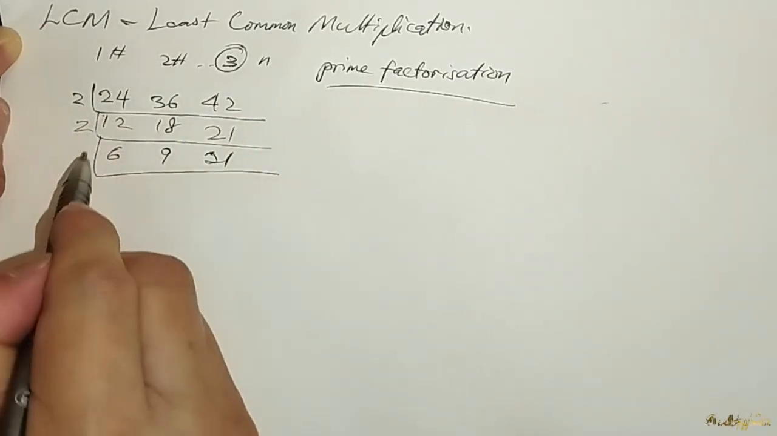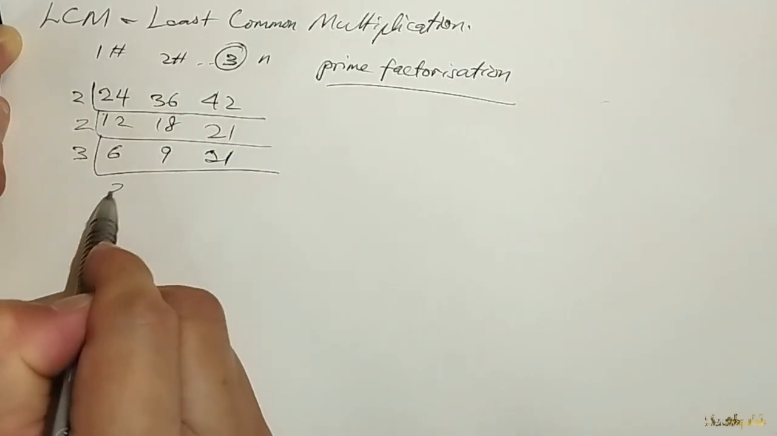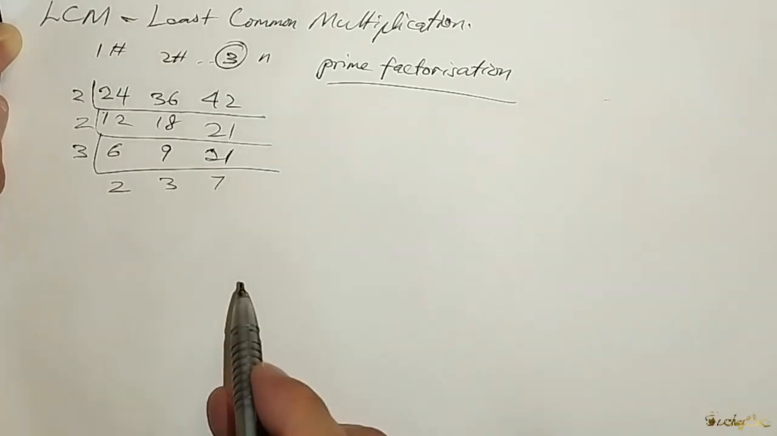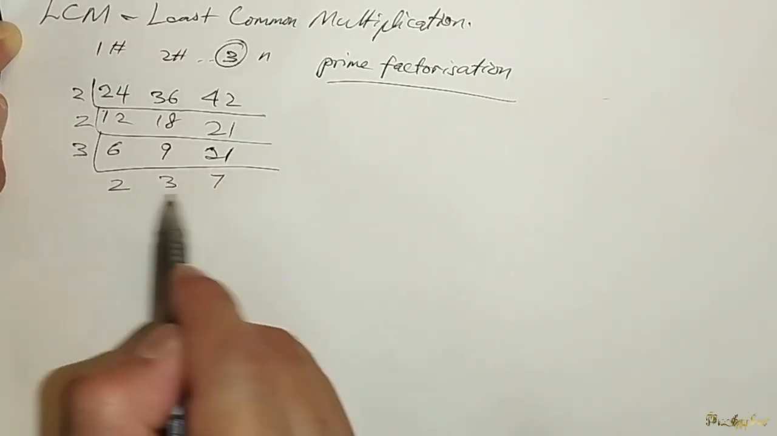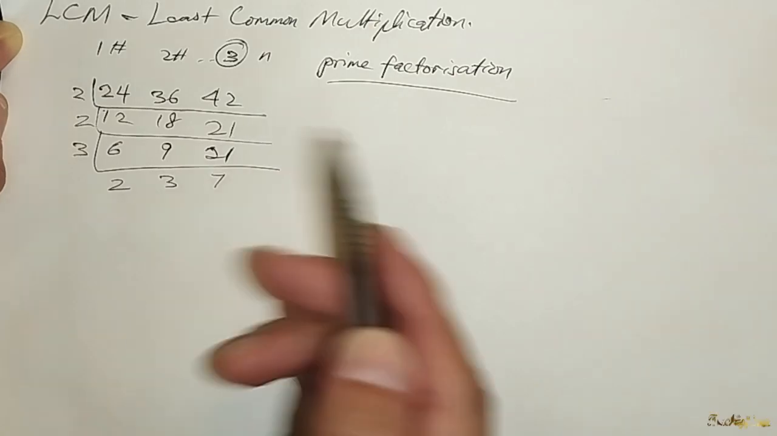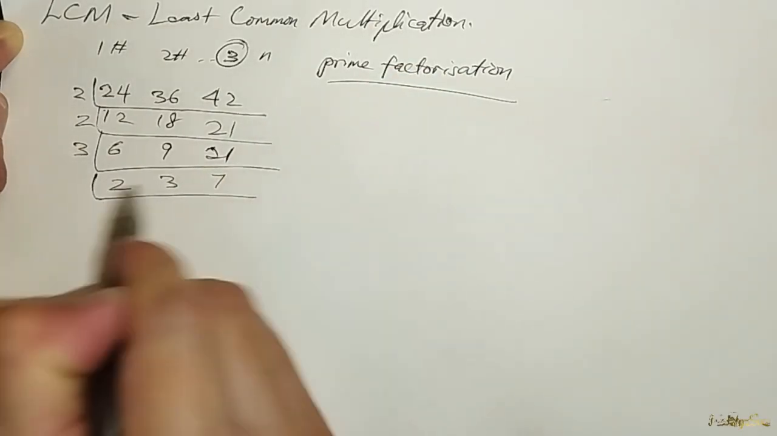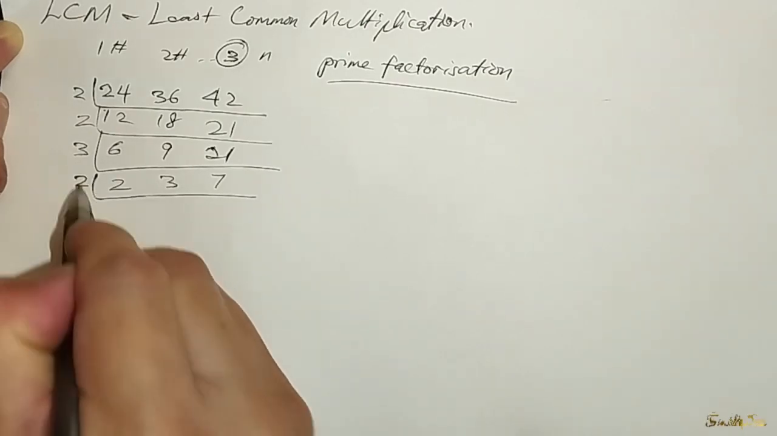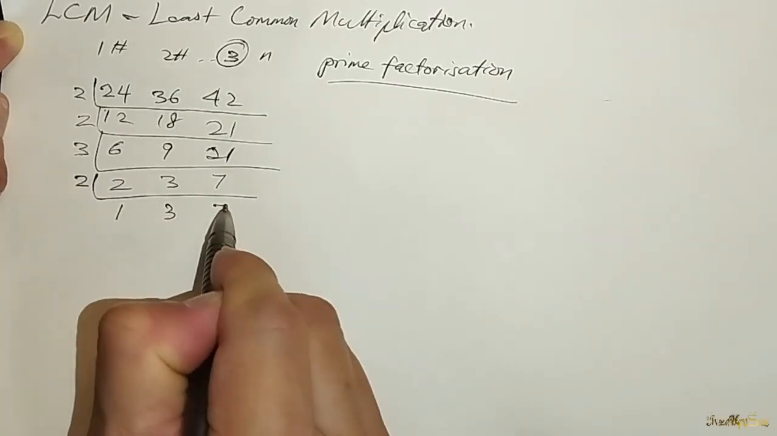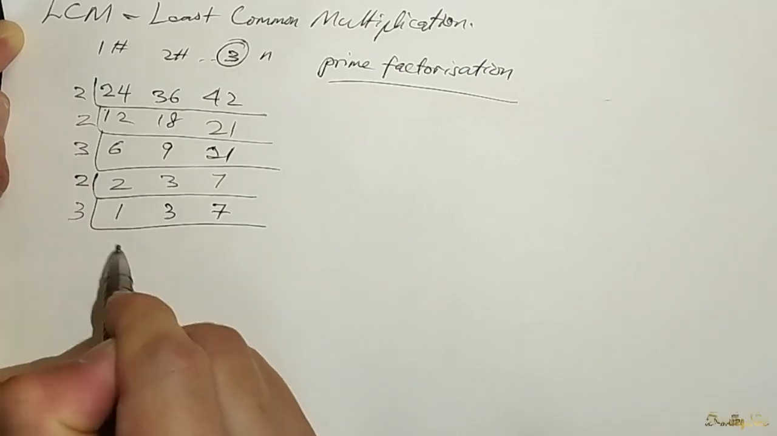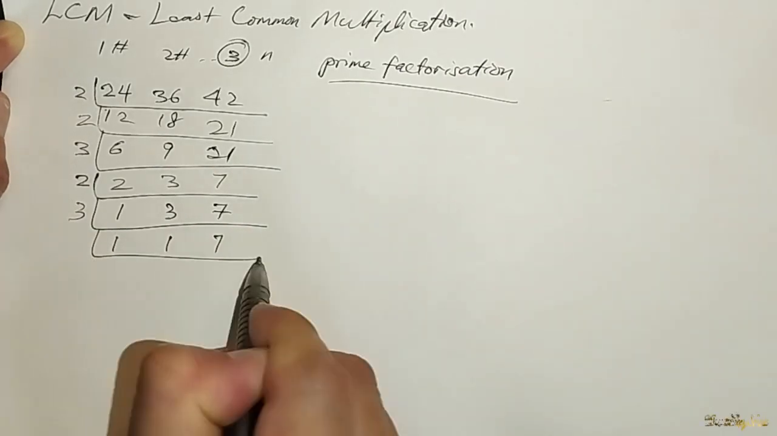So divide again. Next, we divide by 3. 6, 9, 21 gives 2, 3, and 7. Usually I will stop here because this is already the end. Nothing else you can further divide. But in school, you need to divide until you get 1. To divide until I get 1, you keep on dividing. 2, 1, 3, 7. And divide again. 3, 1, 1, 7. And 7.